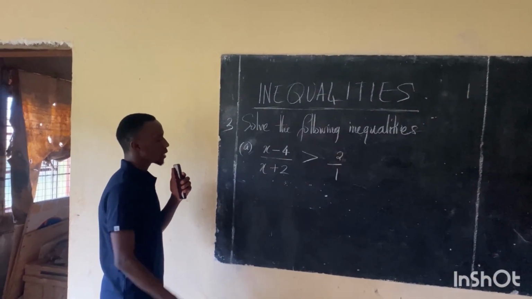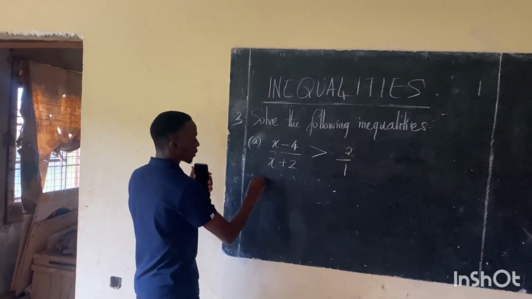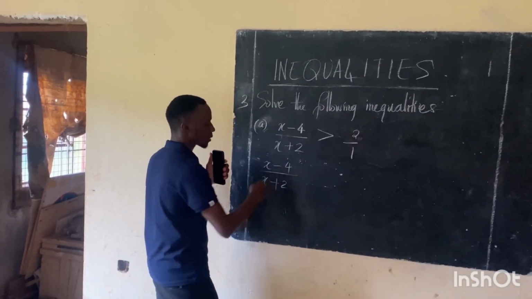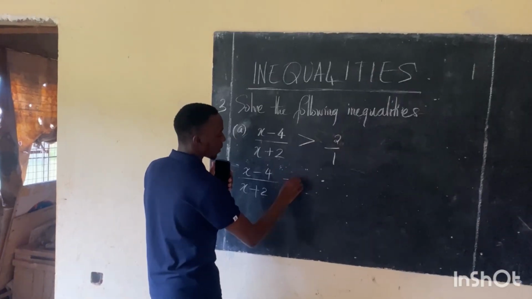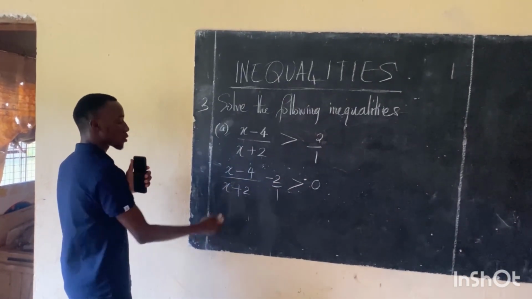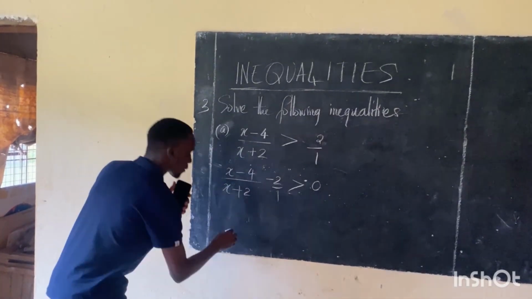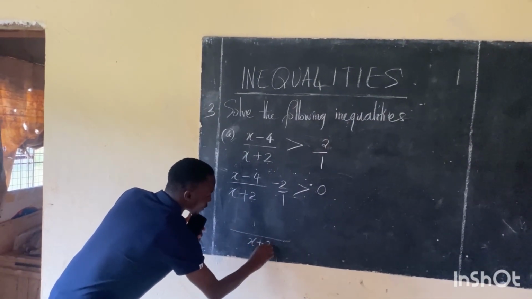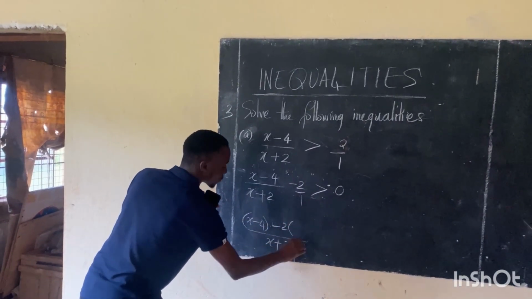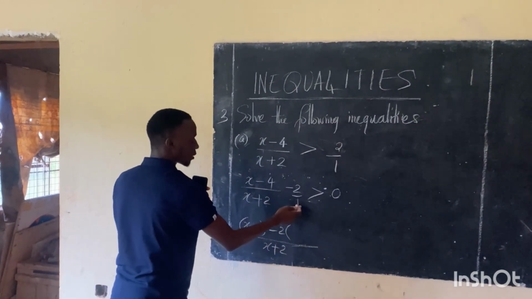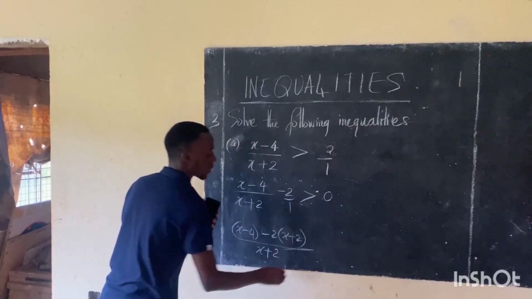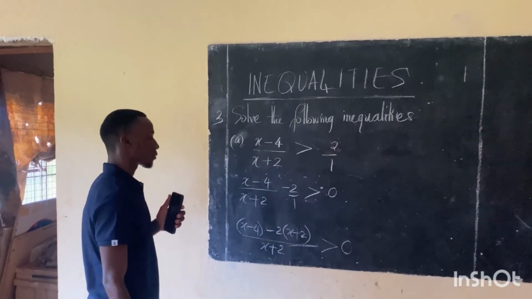Instead we shall bring the 2 to this side, and it becomes the fraction (x - 4)/(x + 2) - 2 > 0, and this is 2 over 1. So we get the LCM of this, and the LCM is x + 2. So this is x - 4 - 2, LCM divided by 1, what we get, times this (x + 2), is greater than 0.